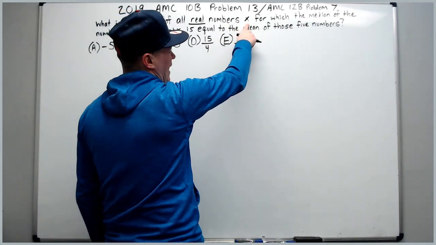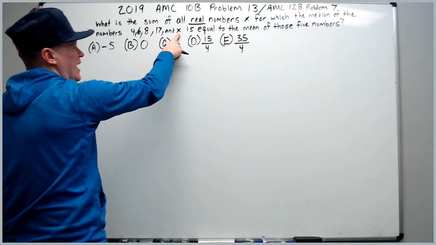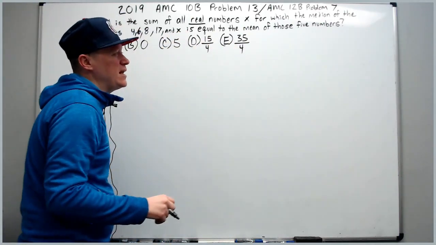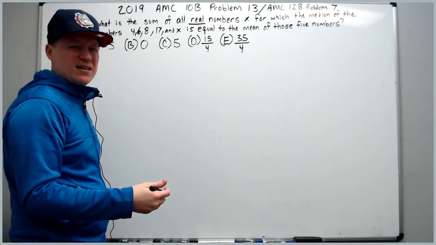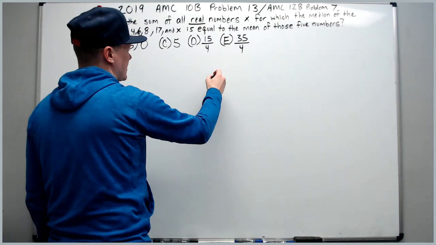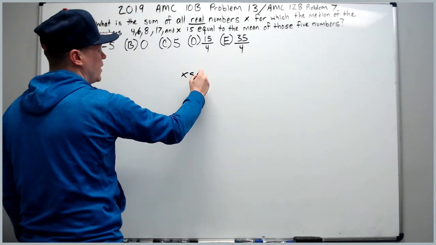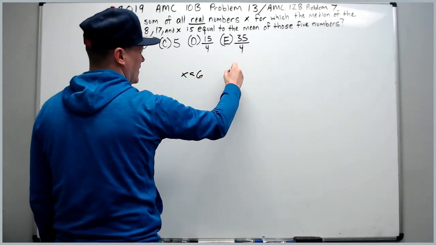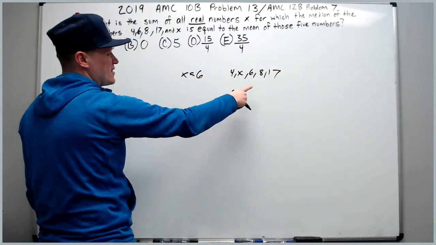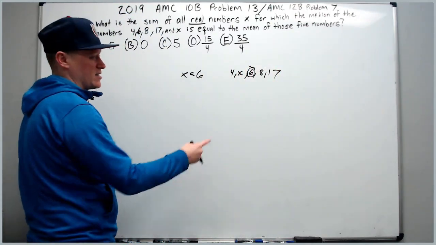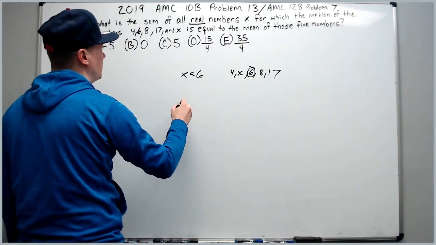All real numbers x for which the median of the numbers 4, 6, 8, 17, and x is equal to the mean of those 5 numbers. So we should consider how this is going to work, and let's make some cases. The first case will be if x is to the left of 6. What will that make the mean? We don't know where x lies. It could be below 4 as well, but we can see that 6 is definitely the median in that scenario, even if I switch x with 4. So if x is less than 6, the median will come out to be 6.